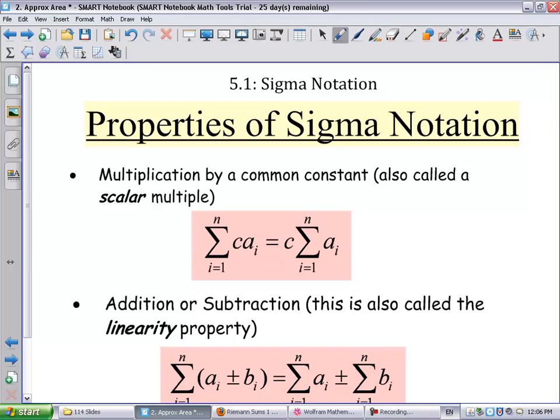Sigma notation also has a couple of nice properties. If you are adding up a constant times your formula, you can take that constant out front. So you can add up all the numbers and then multiply by the constant. And this is just factoring out. You're just factoring out the c.